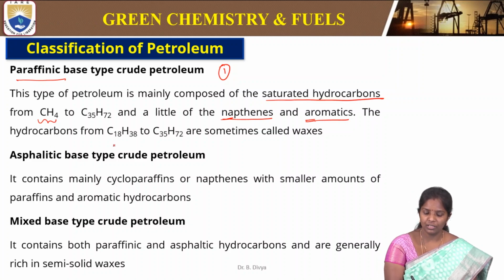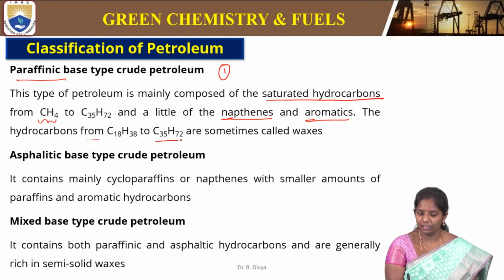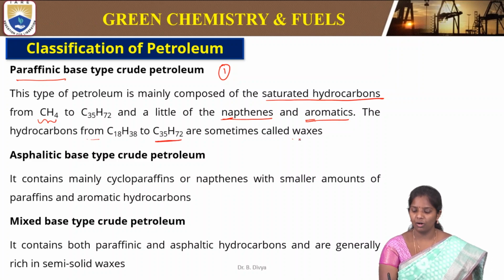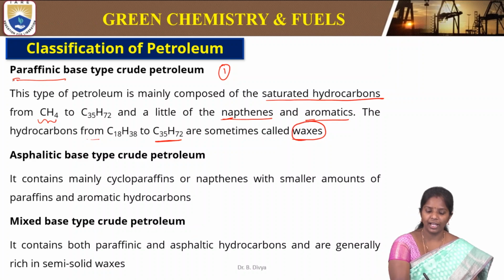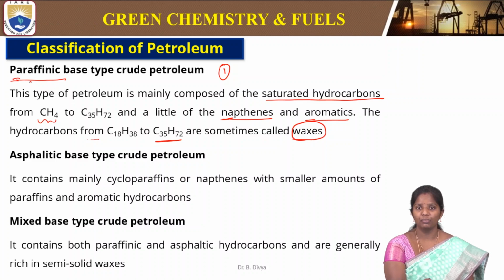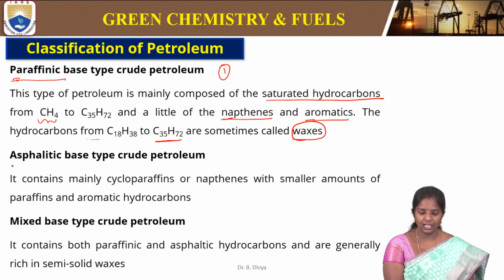So the hydrocarbons from C18H38 to C35H72 are sometimes called waxes. So paraffinic wax, if you remember paraffinic wax, so any compound containing the paraffinic name will contain naphthenes and waxes along with aromatics. The next one is the asphaltic base type crude petroleum.